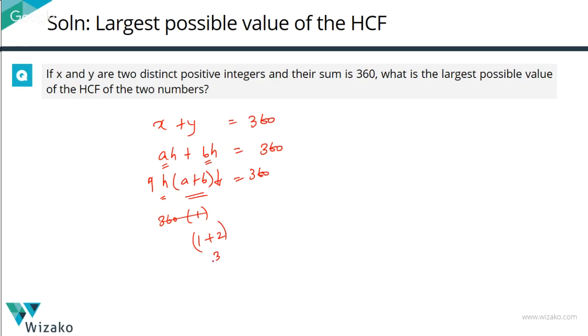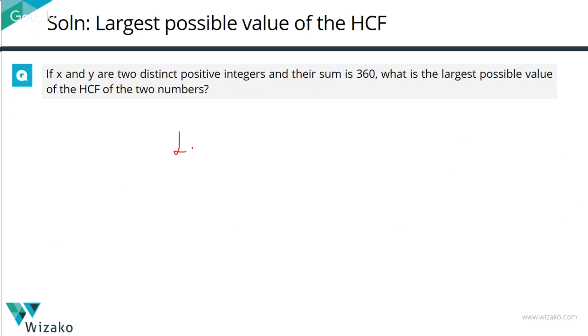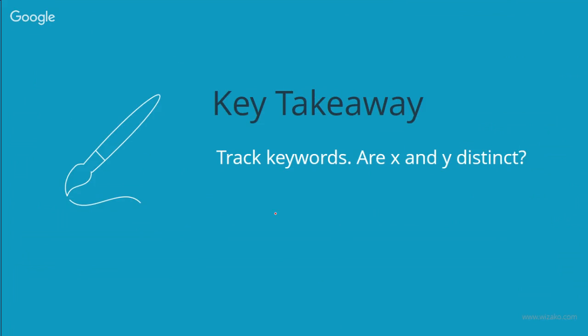So if this is a 3, the value of your HCF is going to be equal to 120. The highest possible value, the largest value possible for the HCF of these two numbers is equal to 120. So what will these two numbers be? One number is 120. The other number is equal to 240. Their sum is 360 and their HCF is 120.